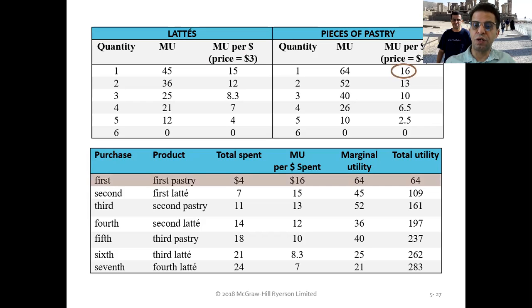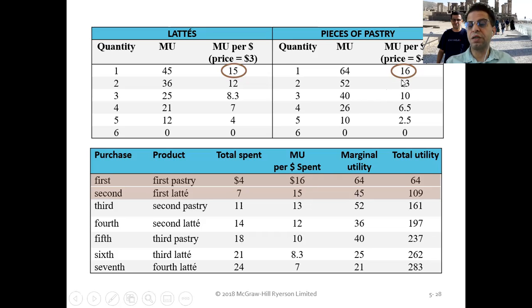Now, the first one's gonna give us pastry 16. The second one gives us 15 as a latte. And instead of getting 13 here, we rather get 15. Now, we still have 12 if we go for the second latte, or we get 13 if we go for the second pastry. So definitely we go with the second pastry.